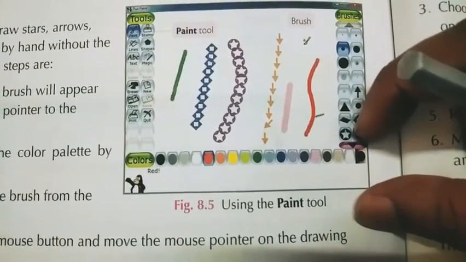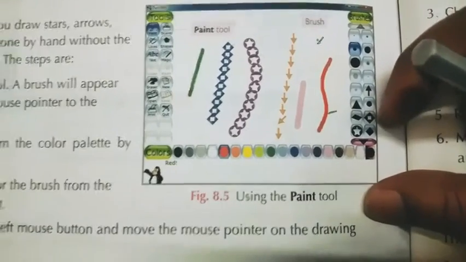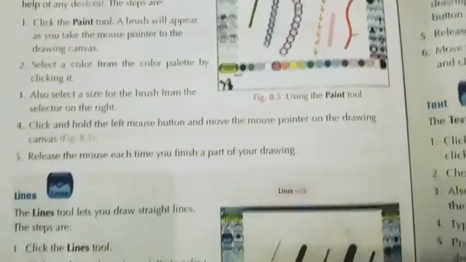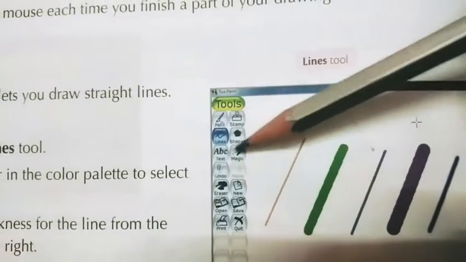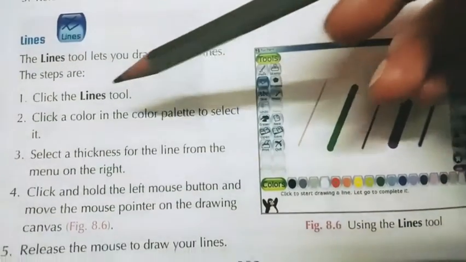Then many types of shapes are also there. You can select the shapes by clicking on them, and after that you can draw with your mouse. Understood? Then the lines tool. You can see the line tool here. With the help of this you can draw straight lines. Click the line tool.